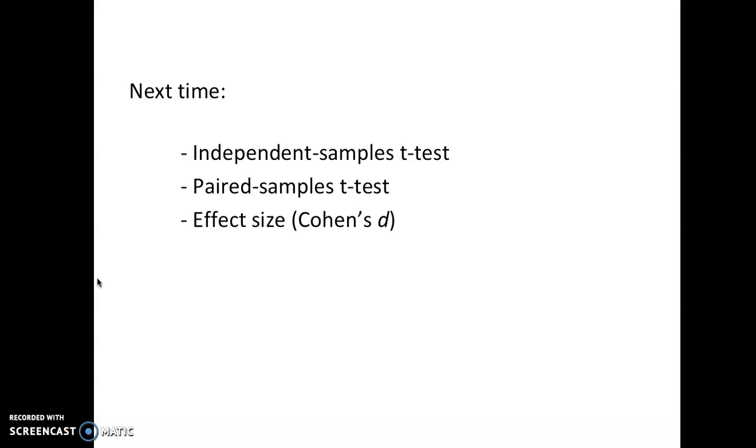So hopefully this helps you understand how a one-sample t-test is quite similar to a z-test. Next time, we will take a look at independent samples t-tests, paired samples t-tests, and effect sizes, particularly Cohen's d, which is often used with t-tests.